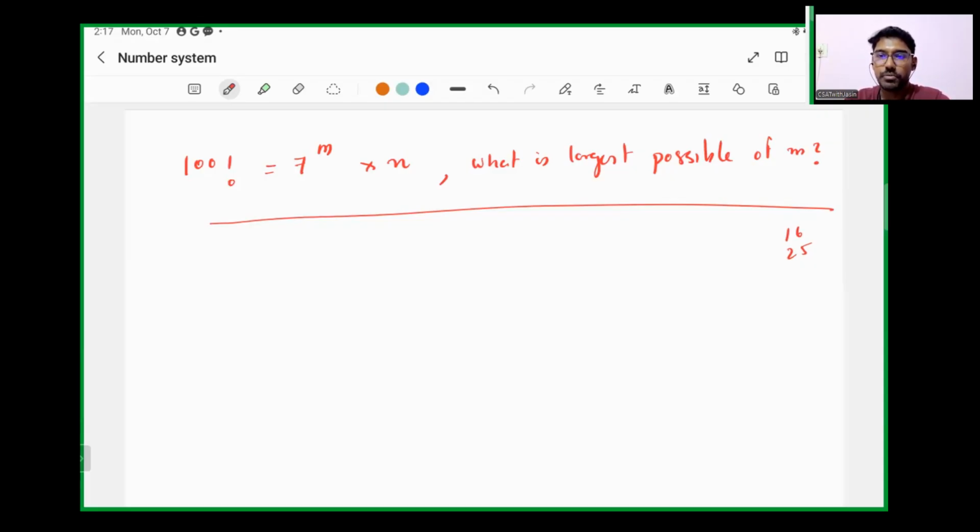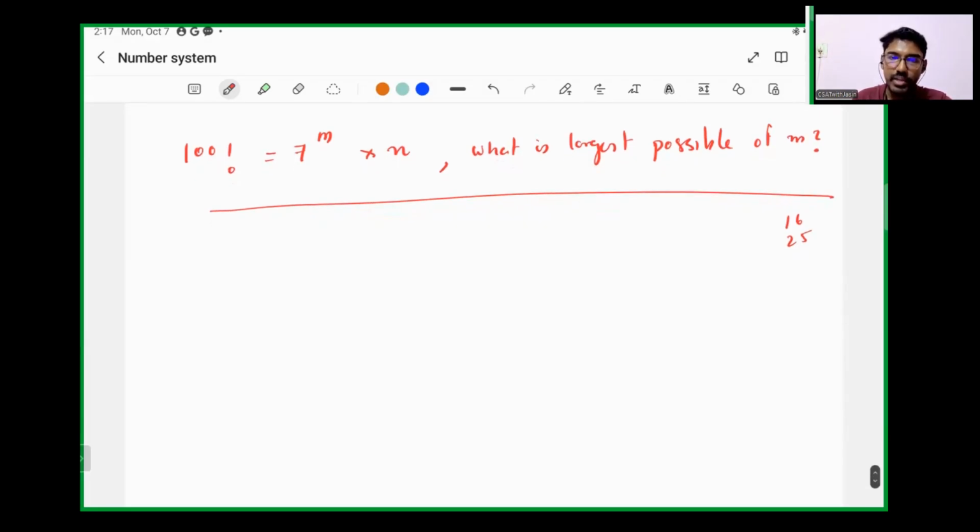So here we need to find out the number of 7s inside 100 factorial. First we need to find out how many multiples of 7 there are. Do you understand why we are doing it like that? Because 7 has a 7, 14 has a 7, 21 has a 7, because these are all multiples of 7. In all multiples of 7, there will be a 7. So we first need to find out how many multiples of 7 there are in 100.